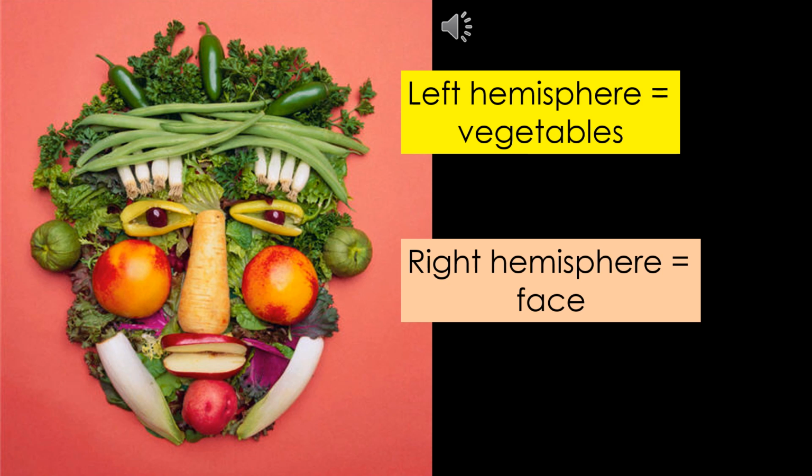Well, here's an interesting experiment. We show this face, which is made of vegetables, to a split brain patient. And the question is, will the split brain patient say it's a face, or will they say it's vegetables? Or will they say it's a face with vegetables, which is what we would say? It turns out it depends on which hemisphere sees it. When the left hemisphere sees it, the left hemisphere says that's a bunch of vegetables. But when the right hemisphere sees it, the right hemisphere says, I see a face.